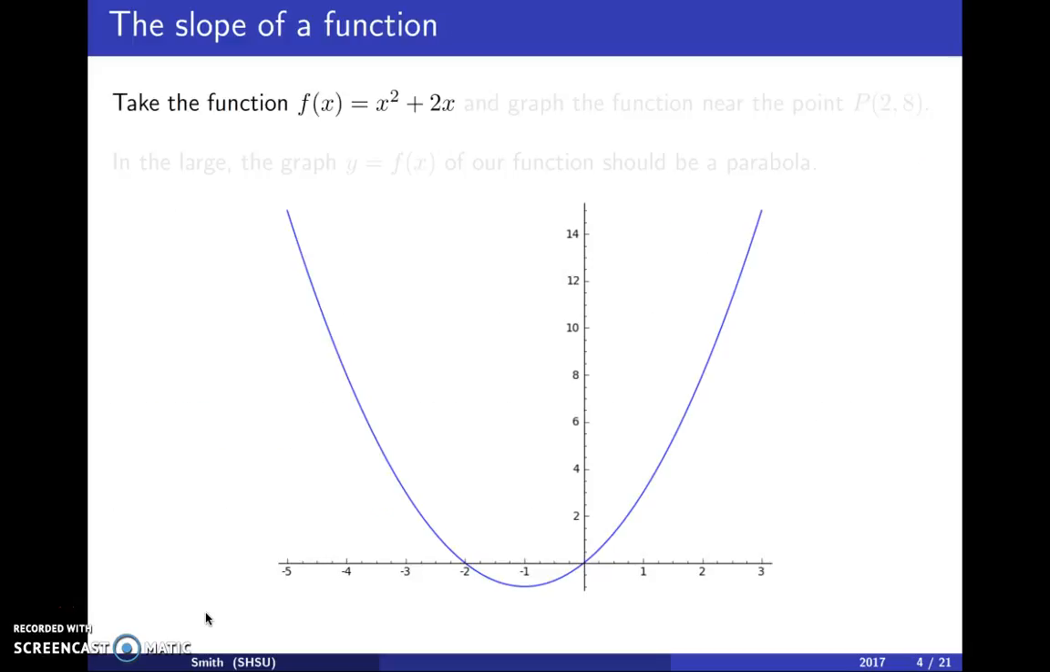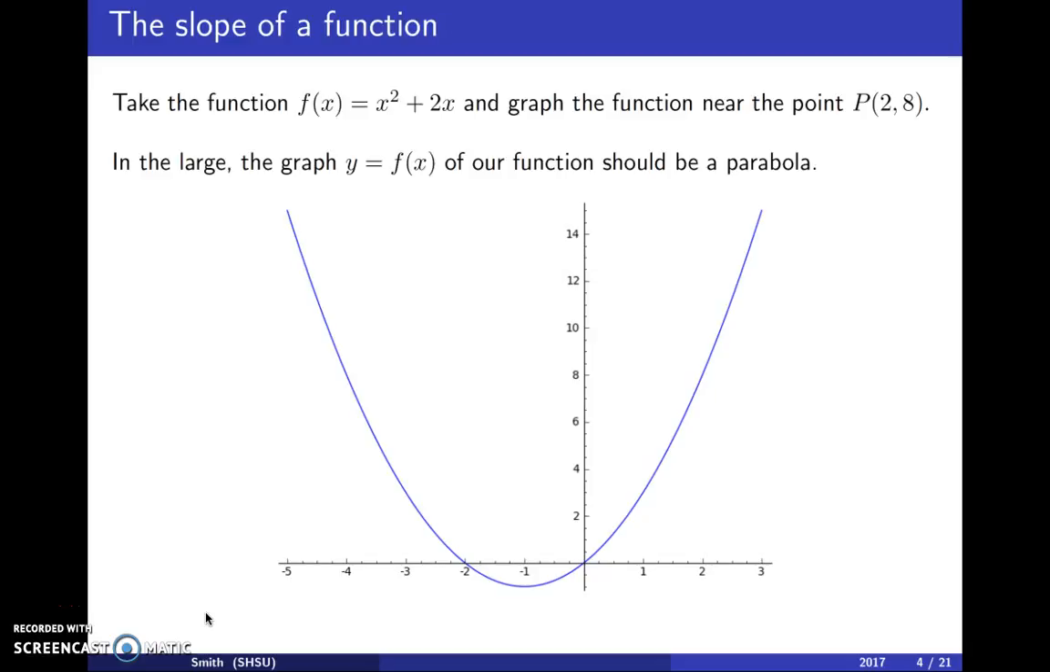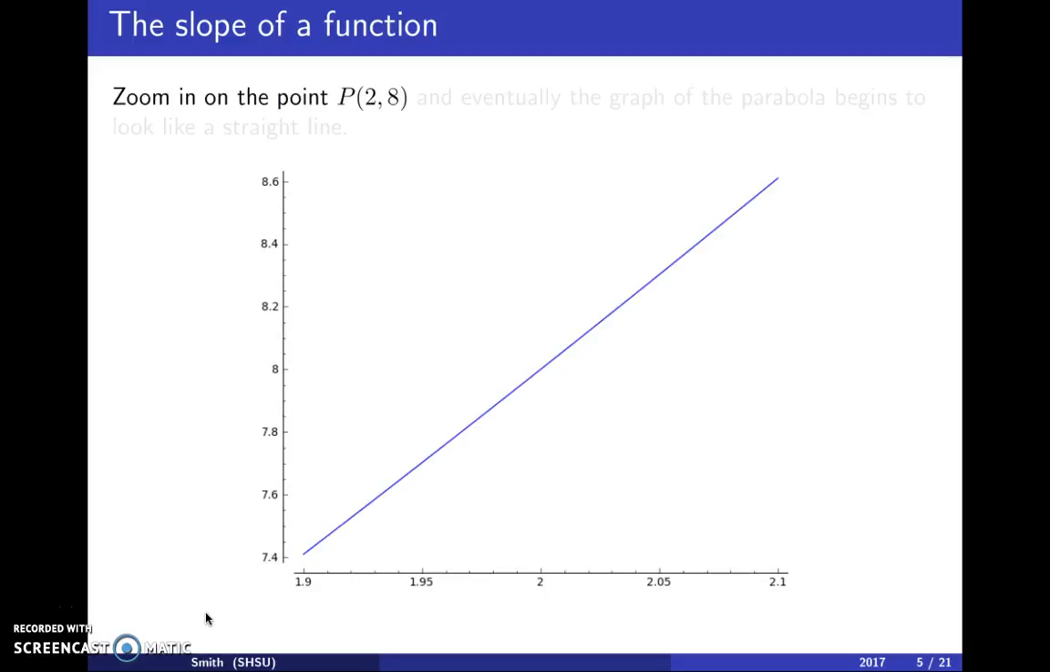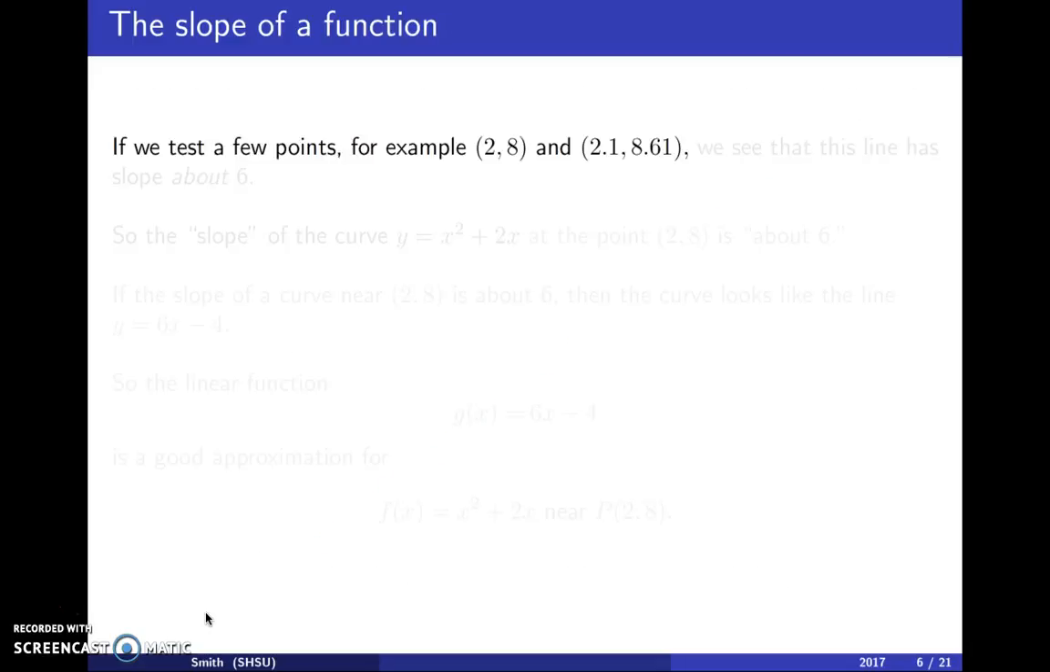Take, for example, the function f of x equals x squared plus 2x, and let's graph it near the point (2, 8). In the large, the graph of our function is a parabola. This is obviously not a line. But if we zoom in on the point (2, 8), eventually the graph of the parabola begins to look like a straight line. It begins to look like something like this, even though the graph is not a line.